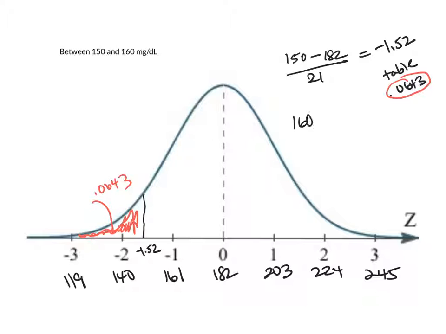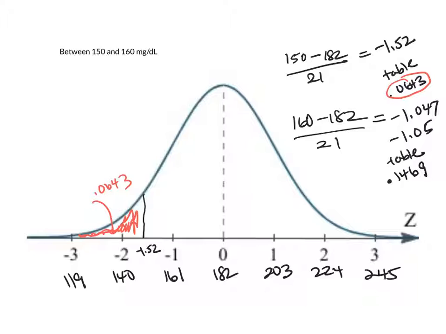So 160 minus my mean, 182, over 21. And that is negative 1.047. So I round that to negative 1.05 because the table is to the nearest hundredth. And I look that up in the table, and that corresponds to 0.1469.